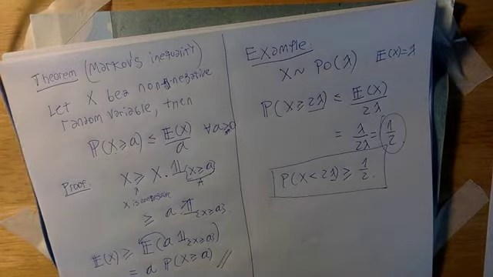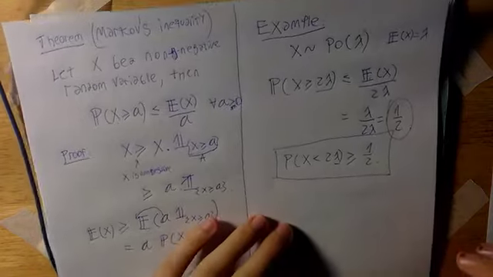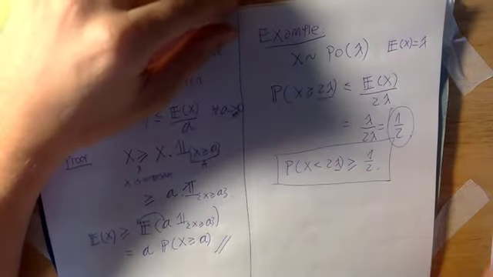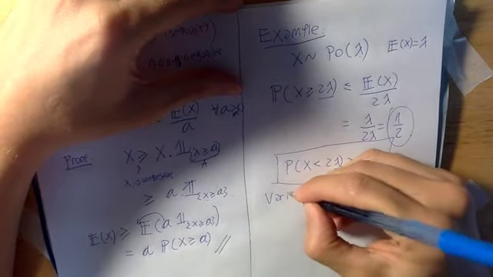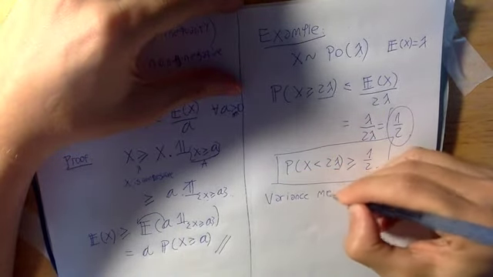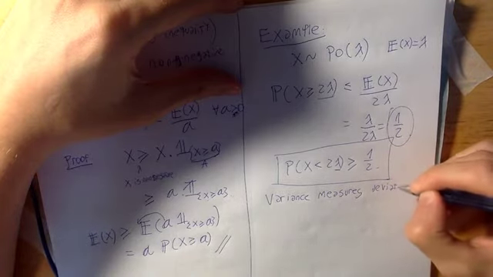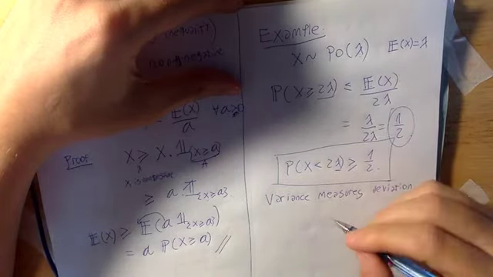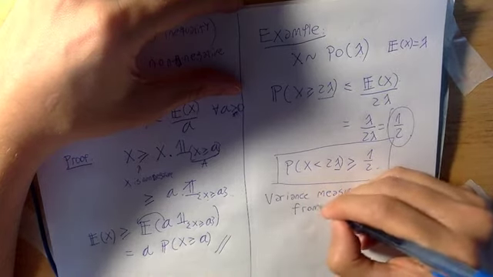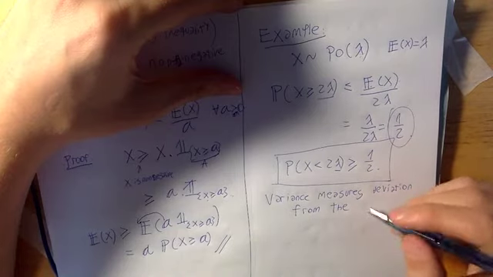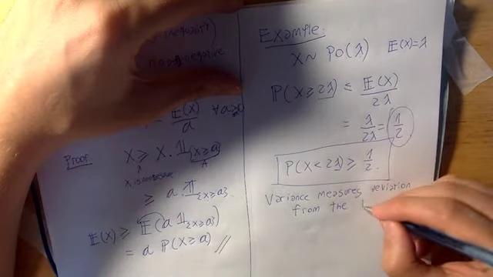Okay, so another way of using this Markov's inequality is, I think this is what people call Chebyshev's inequality. One of the things is that variance measures deviation from the expected value.